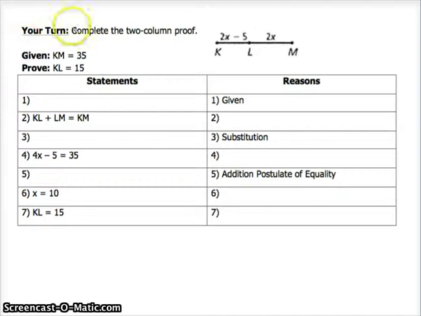I'll actually take this one and do it for you. It's a little bit longer. Let's go ahead and fill in the statement. The reason is given. What was given to me? I was given that KM is equal to 35. Let's look at what KM is. KM is the length of this segment here. It's the full length of the segment.